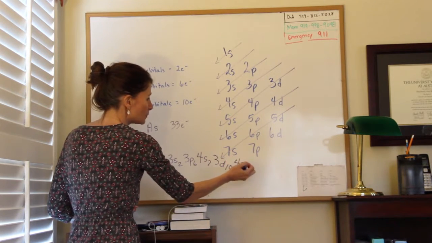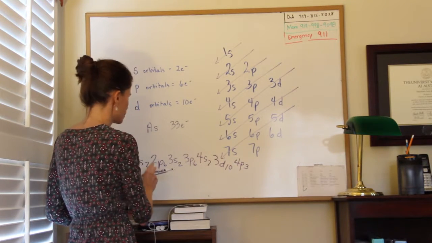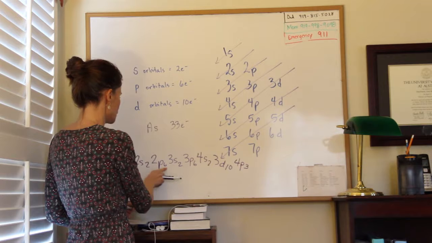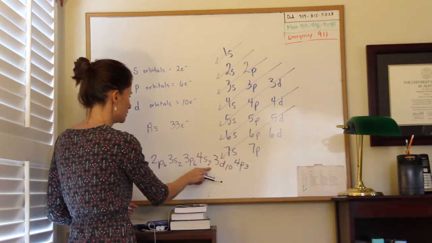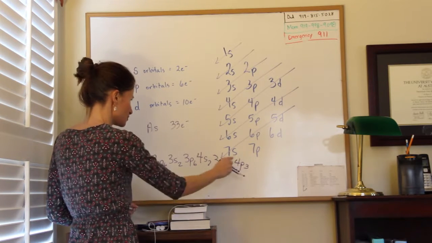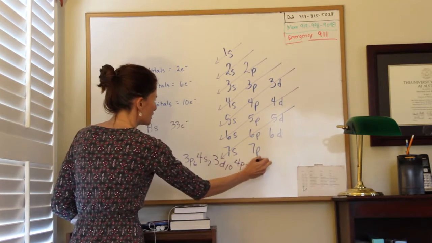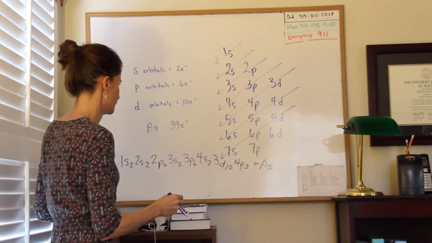and I'm only going to need 3 more. All these subscripts should add up to 33. Let's check. 4, 6 is 10, 12, 18, 20, 30, 33. This is the electron configuration for arsenic. And all we did was use this little trick.